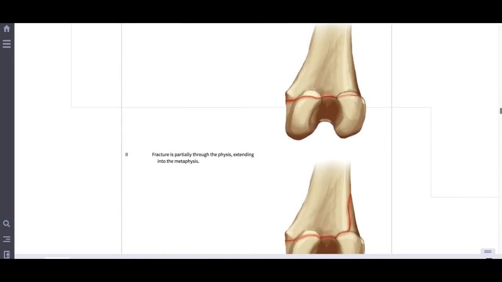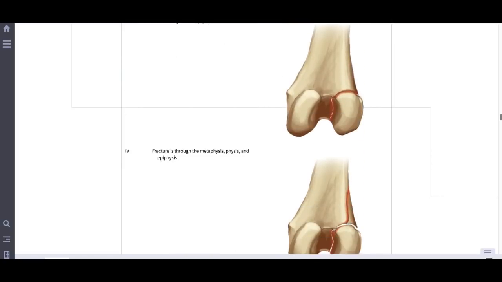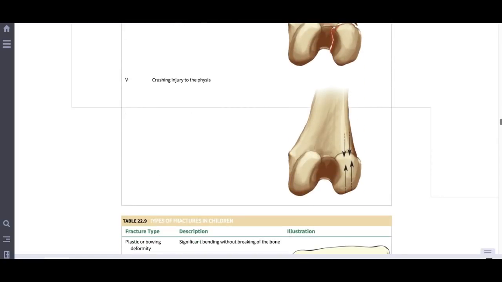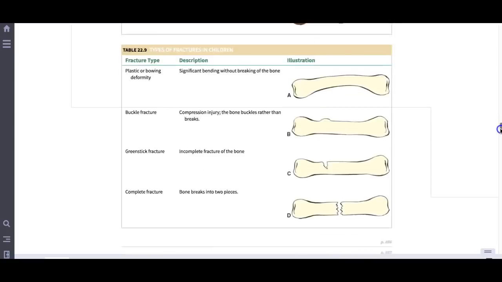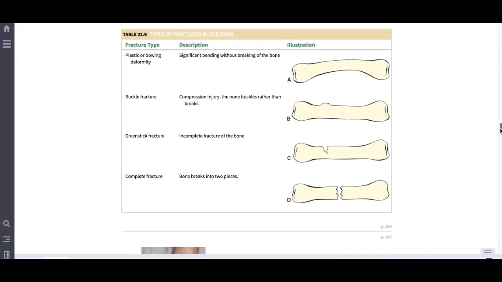This lists the types of fractures. No, you don't have to know the types of fractures, but if you're ever going to work out in the community where you see a lot of fractures, it might be nice to know what a green stick fracture is or what a buckle fracture is. Buckle fractures are the most common forearm fractures. Complete fracture, there you go, the bone breaks in half.